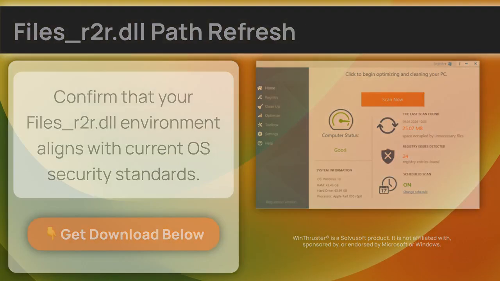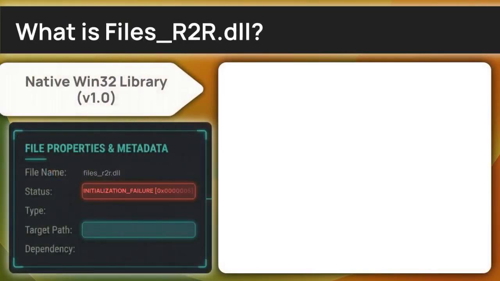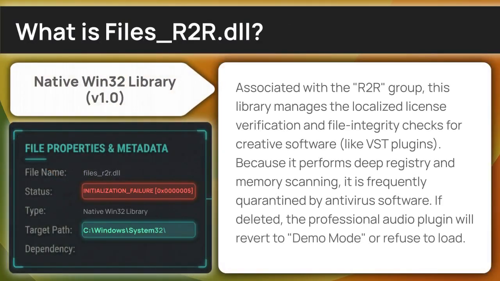This is the files R2R Library. Associated with the R2R group, this library manages the localized license verification and file integrity checks for creative software, like VST plugins. Because it performs deep registry and memory scanning, it is frequently quarantined by antivirus software. If deleted, the professional audio plugin will revert to demo mode or refuse to load.